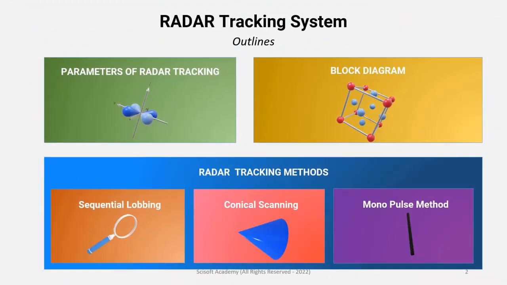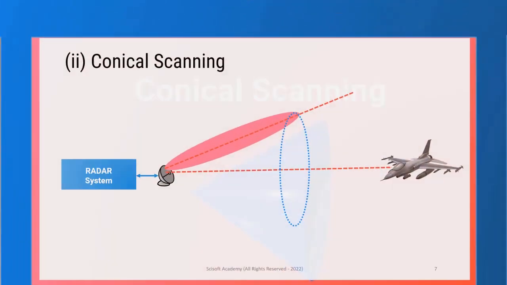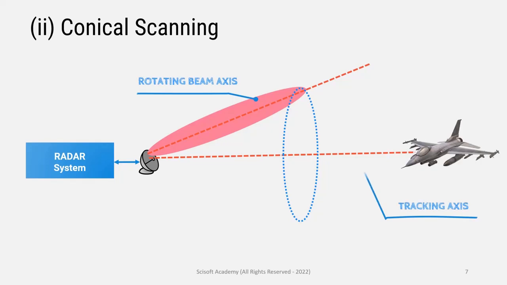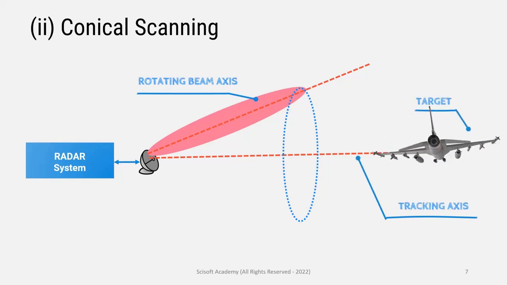So now let's go ahead with the conical scanning. When we talk about conical scanning, basically here we'll be having only one beam which is going to rotate continuously. So based on the rotation of the beam, the tracking axis is going to be formed, and the target object is going to be detected based on the rotation of the beams actually. Sorry about that. So I hope this is clear for you about conical scanning.